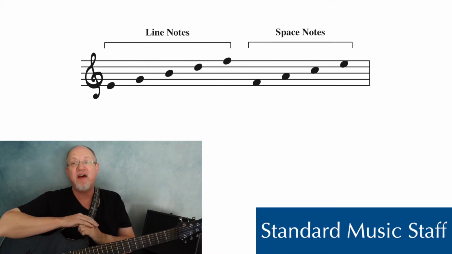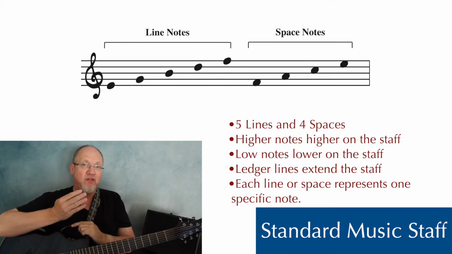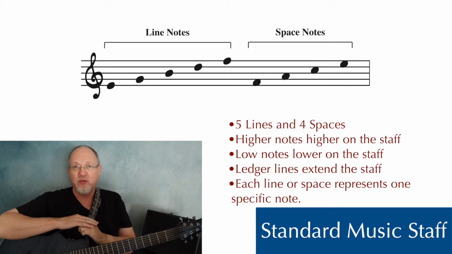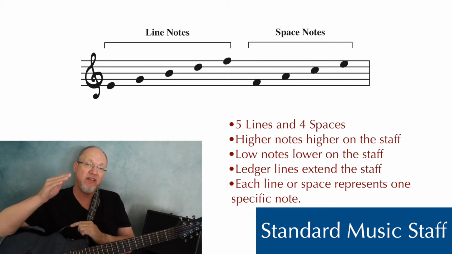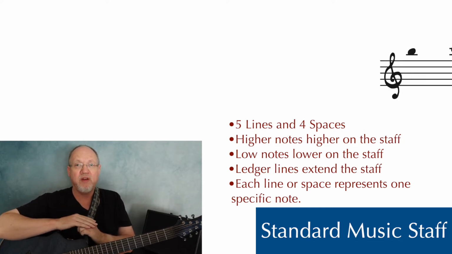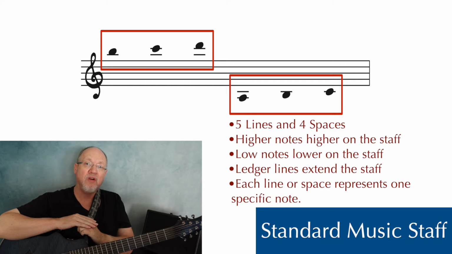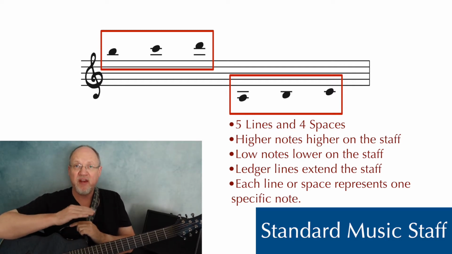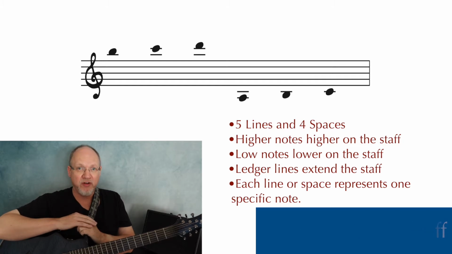Let's go ahead and look at the standard music staff first. The standard music staff has 5 lines and 4 spaces. The notes are written on the lines or in the spaces, and high notes are written high in the staff, low notes are written low in the staff. We can also extend the staff higher or lower with little ledger lines, and each line or space in the staff represents one particular note.